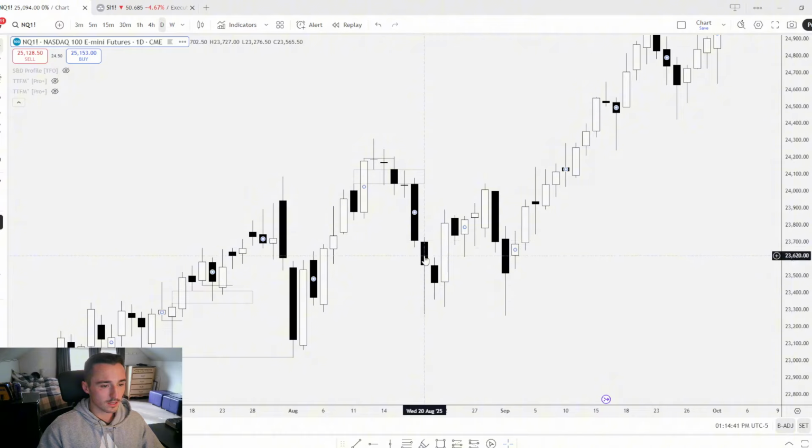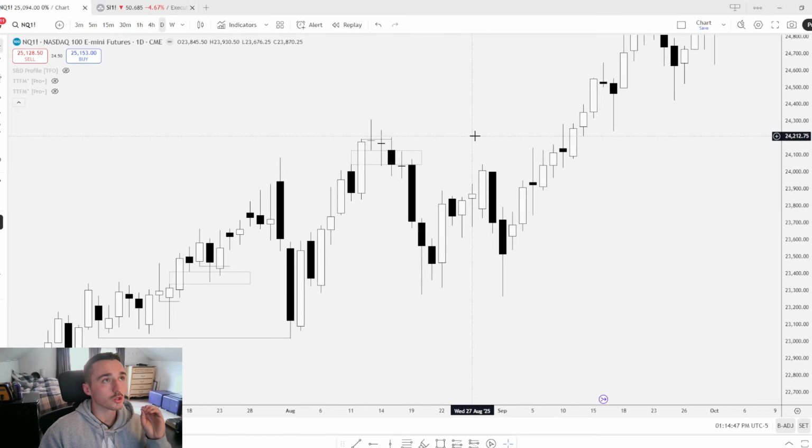This candle right here does what? Comes down, sweeps out this low, closes outside of this candle's range. What do we wait for? A swing low to be formed if we are going to be trading higher.